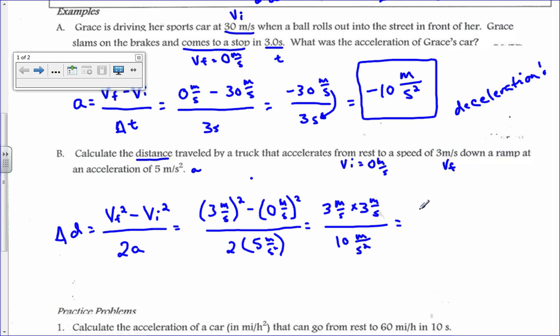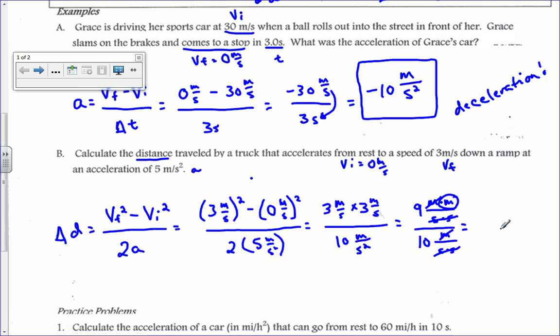3 meters per second times 3 meters per second gives us 9. And watch what I do with these units here. I'm going to write them out in expanded form. 9 meters times meters over seconds times seconds. And I did that on purpose. Over 10 meters over seconds times seconds. Now, in this case, one of the meters will cancel with this meter down here in the denominator. Both of these seconds will cancel out the seconds in the denominator. And the unit that we're left with is the meter.